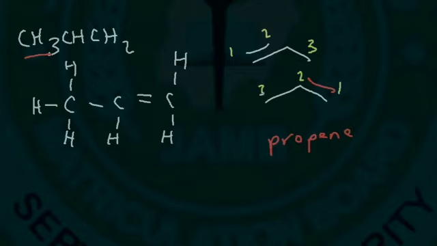So if the double bond is automatically at carbon 1, regardless of all the possible ways to draw it, you don't have to say 1-propene. You could just say propene, because there's only one way to draw it. These two are identical. They represent the same molecule.